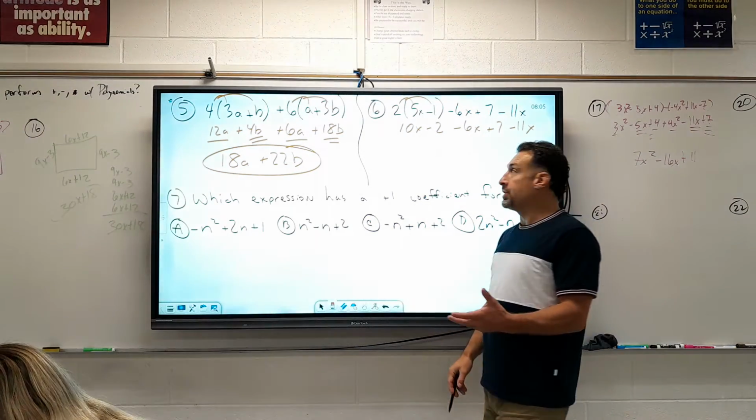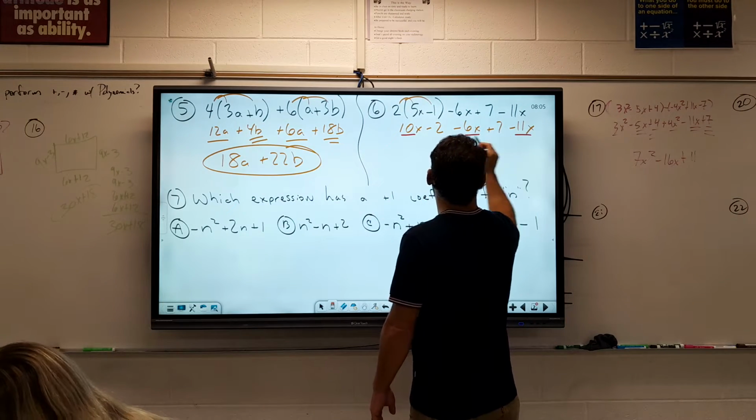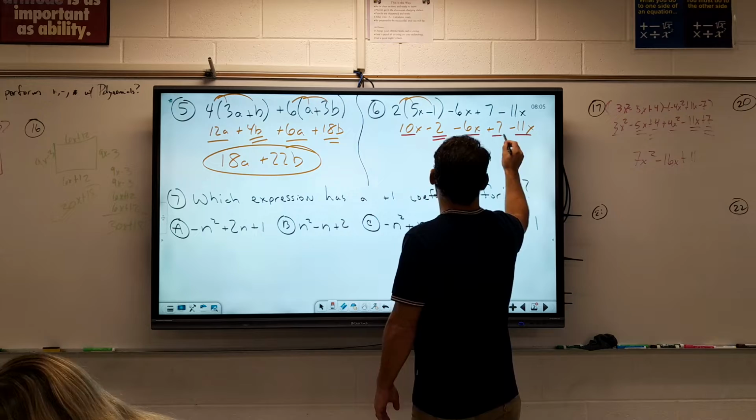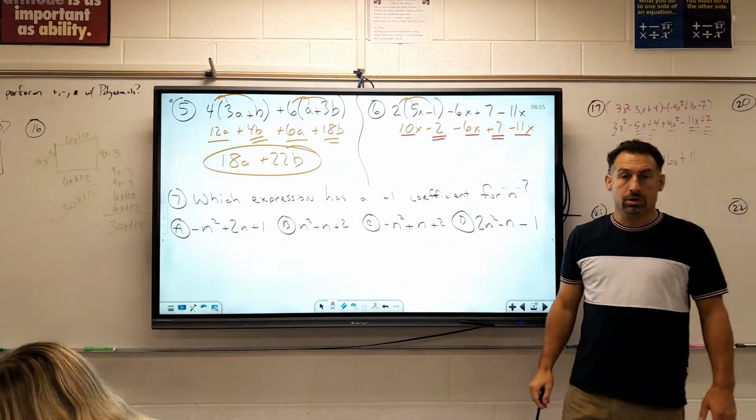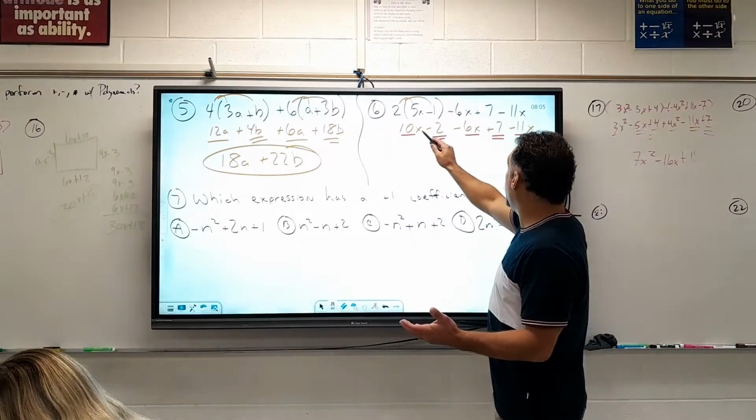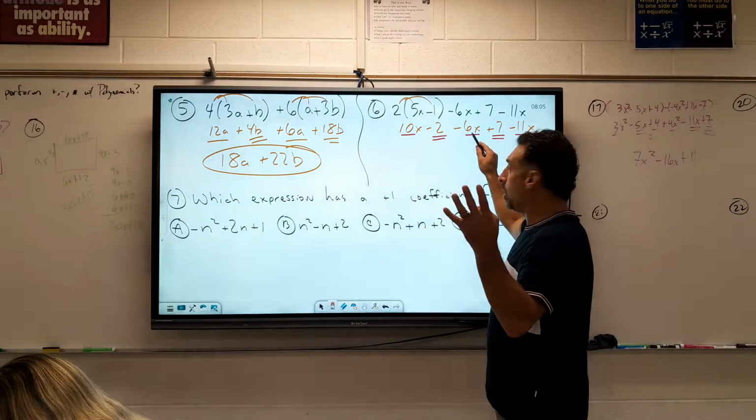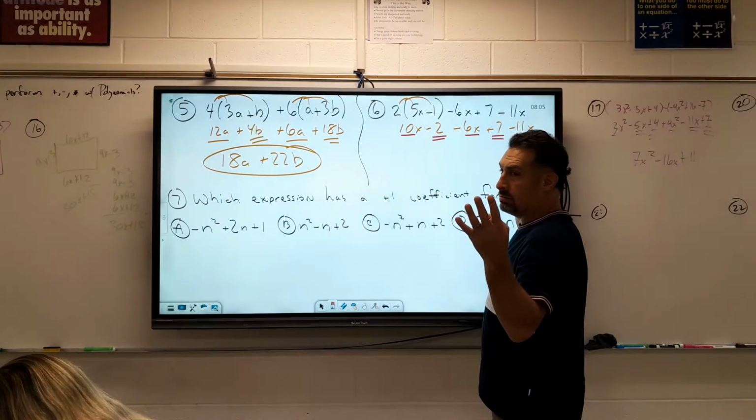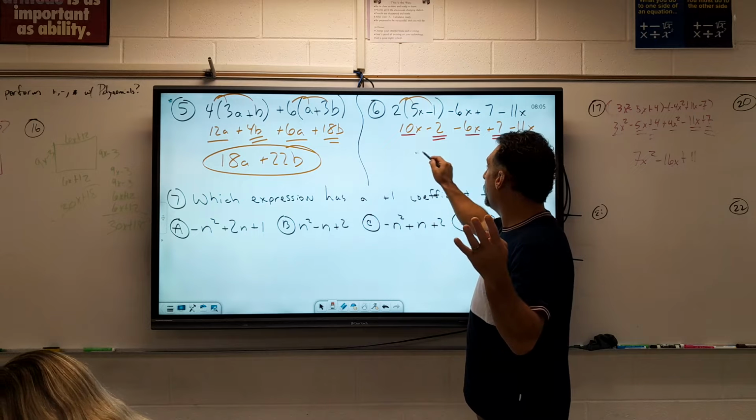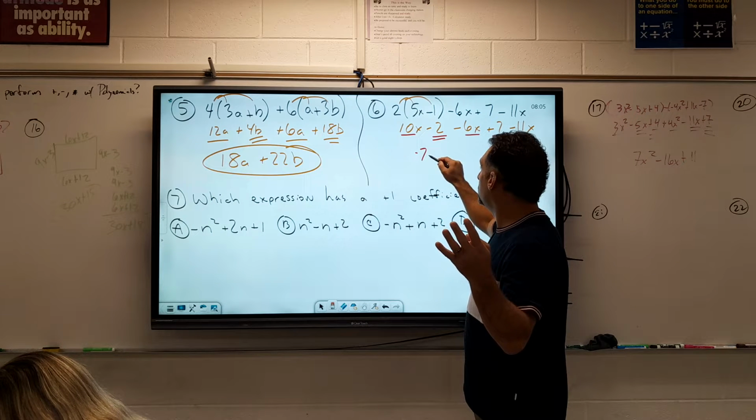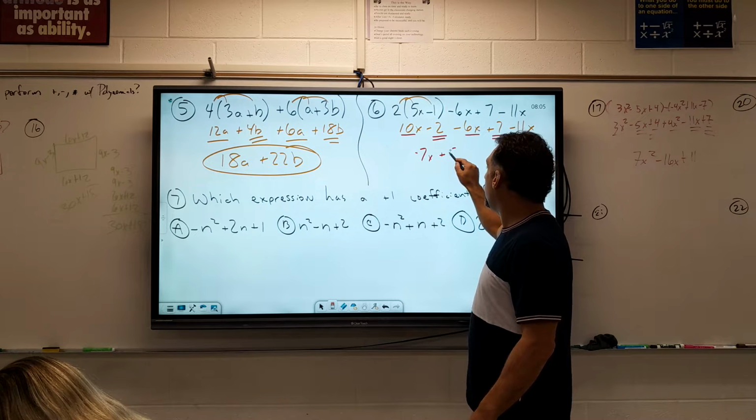At this point, you just put together 2 kinds of things. The x's will go together, and then the constants will go together, and that's the end. So you'll take your calculator and say 10 minus 6 is 4 minus 11. Use your calculator, and 4 minus the 11 will be negative 7x. 7 minus 2 is 5.